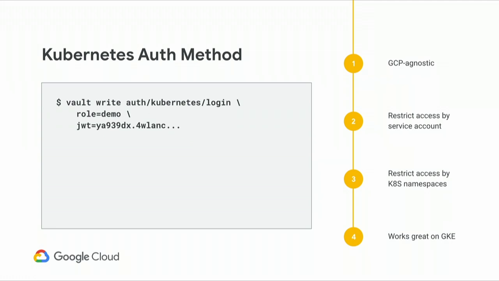On Google Kubernetes Engine or any Kubernetes cluster, we also have the Kubernetes auth method. Now, this is not something that Google engineers have specifically developed. We've partnered with a number of folks, including folks at HashiCorp, to write the Kubernetes auth method. But this is a way to authenticate pods and services in Kubernetes Engine using Vault. This is GCP agnostic. It allows you to restrict access via RBAC permissions and various Kubernetes service accounts. You can restrict access by Kubernetes namespaces.